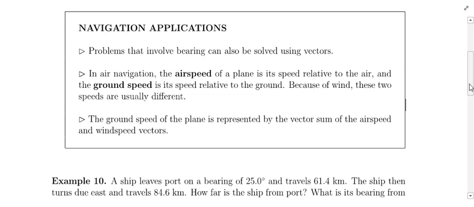Before we go into that type of problem, let's review these definitions. In air navigation, the airspeed of a plane is its speed relative to the air, and the ground speed is its speed relative to the ground. Because of wind, these two speeds are usually different. The ground speed of the plane is represented by the vector sum of the airspeed and wind speed vectors. I believe we're going to use this terminology in example 11, so when we get there, we will come back to this box.